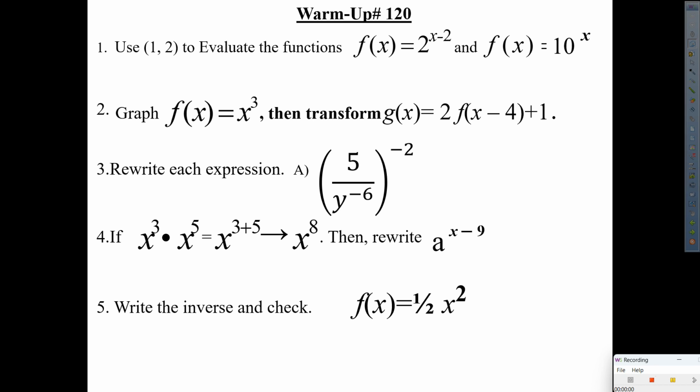Everyone, welcome back to another exciting day in mathematics. Whoop, whoop. Warm-up 120 is on your screen. Let's get started, please. That shouldn't take you long.